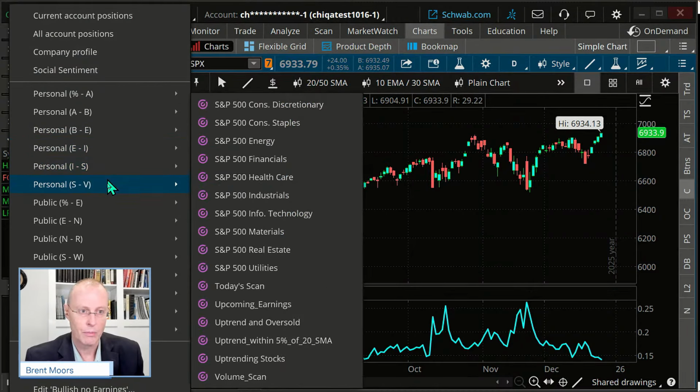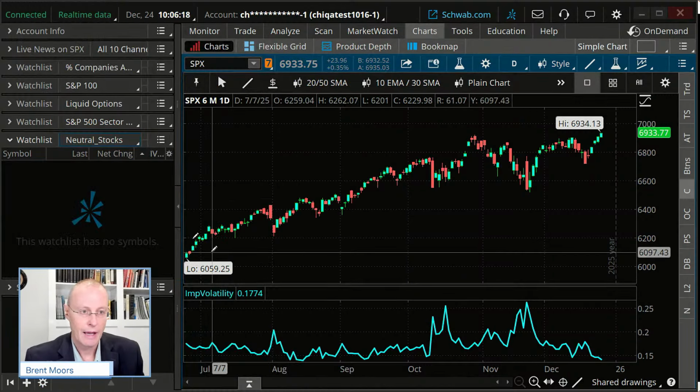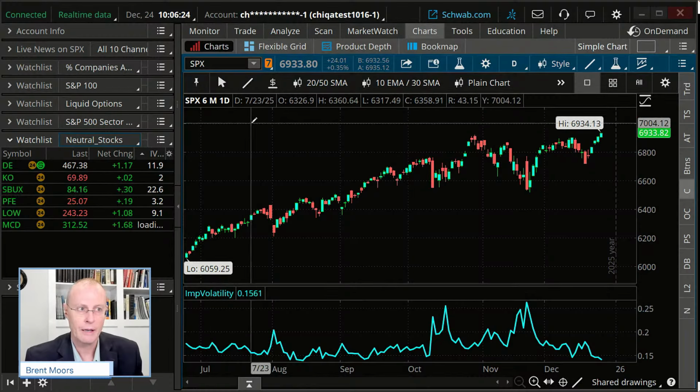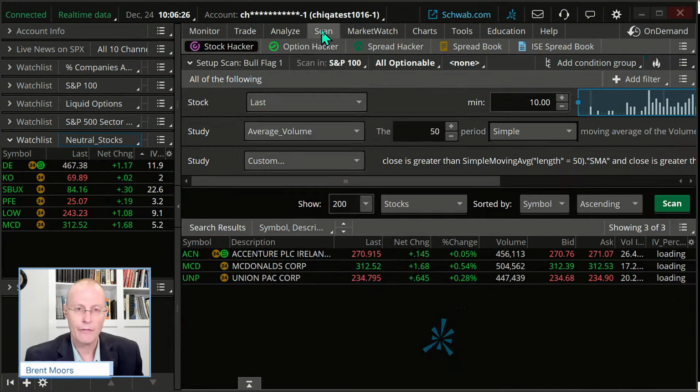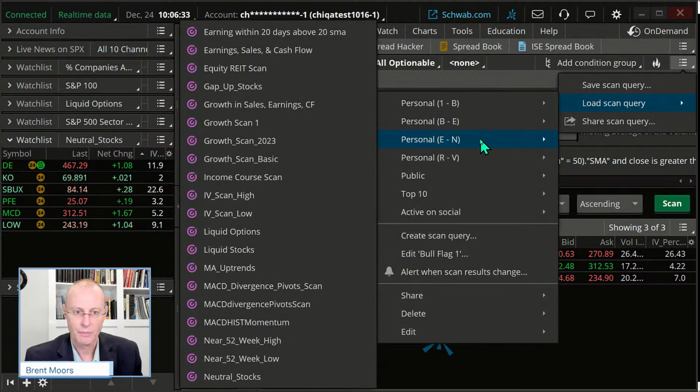and I have a saved scan there, one that I've just titled neutral stocks. Okay. And then when I do that, it pulls it up. Now it's more than just neutral stocks. Okay. If I go here and let me just pull that watch list up here, load scan query, and we're going to go to neutral stocks.